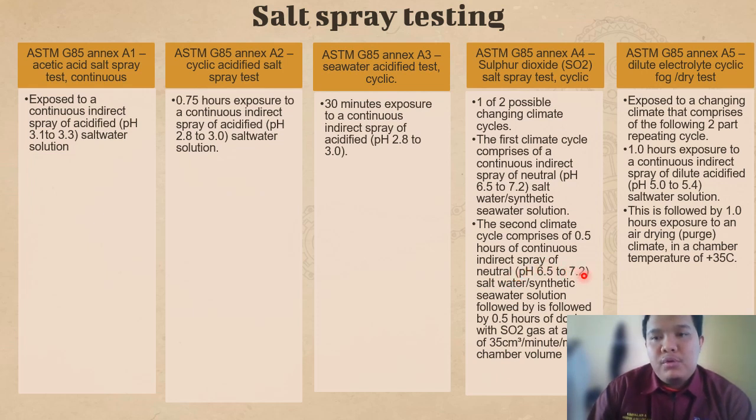6.5 to 7.2. For the A5, it will be exposed to a changing climate that comprises the following two-part repeating cycle: 1 hour exposure to a continuous indirect spray of dilute acidified solution, which has a pH of 5.0 to 5.4, followed by 1 hour exposure to an air drying or purge climate in a chamber temperature of 35 degrees Celsius.